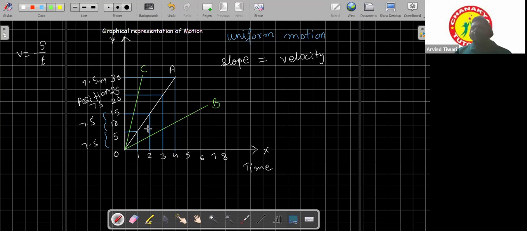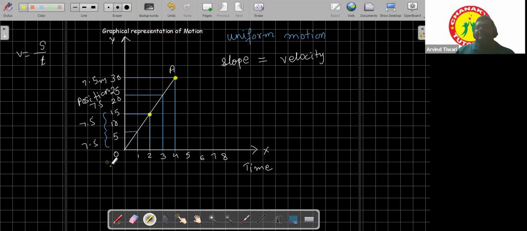Now let us see how we find the slope of the graph. To find the slope of the graph, we need any 2 points on the graph. Any 2 points can be taken. Suppose I am interested only in graph A, and I want to find the slope of graph A. So I will take any 2 points. I can clearly see this point and this point.